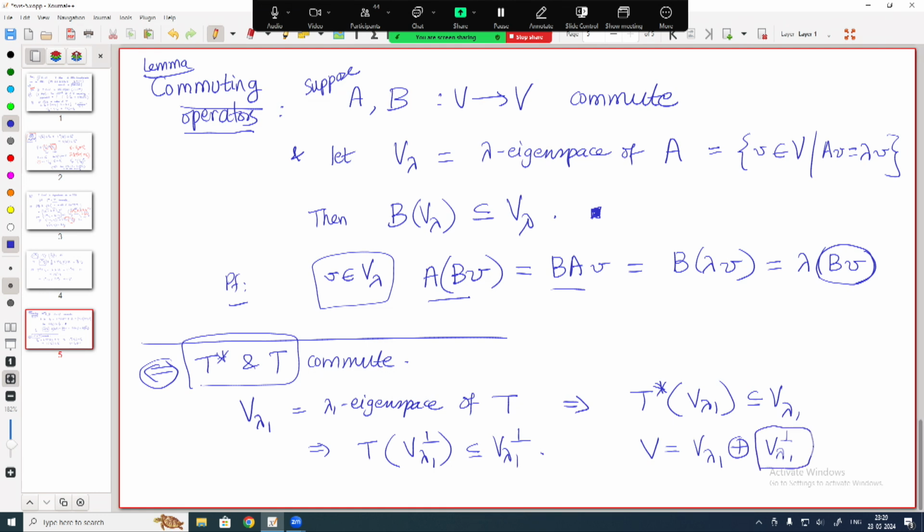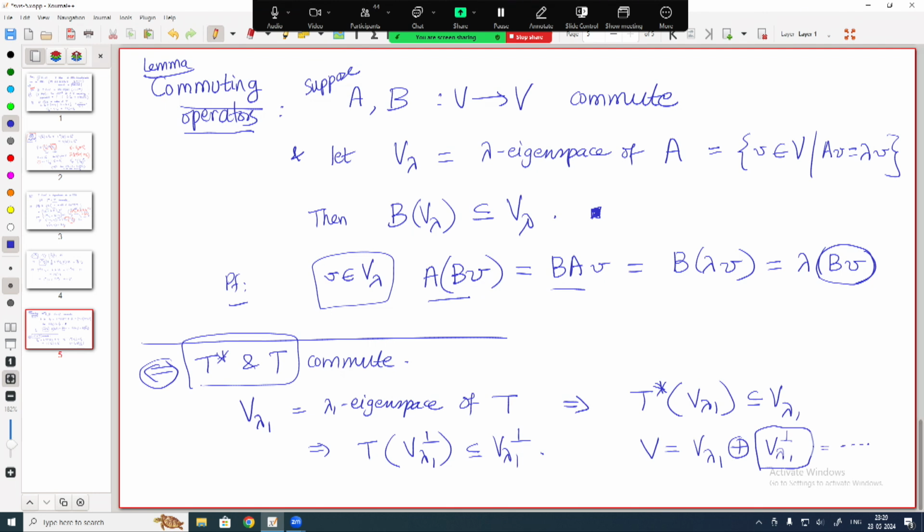Now, again you look at T, same idea, T restricted to that subspace. Again T star and T will commute with each other, because T star on that restriction is nothing but the restriction of the original T star to this, and you continue the same process. Okay. So, I am going to leave you to complete the proof on your own.